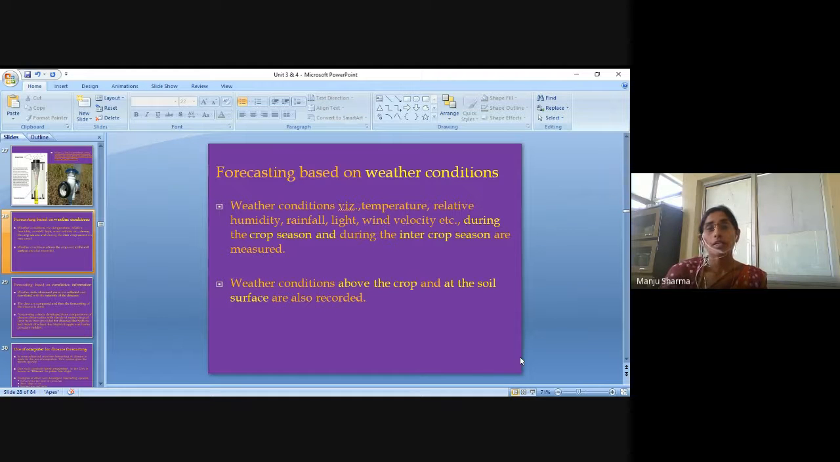Weather conditions like temperature, relative humidity, rainfall, light, wind velocity during the crop season and during the intercrop season are measured. The weather conditions above the crop and at the soil surface are also recorded.